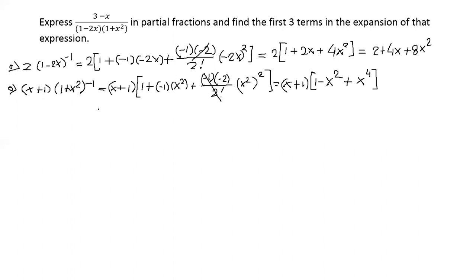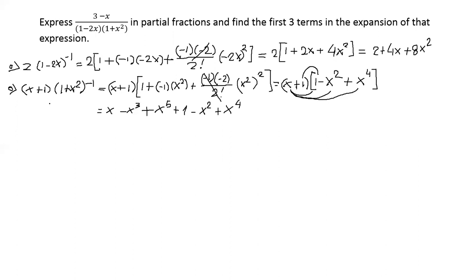Okay, if you multiply x times 1, it becomes x, times 1 minus x cubed, plus x to the power 5, then multiply 1 times 1, 1 times minus x squared, and 1 times x to the power 4.